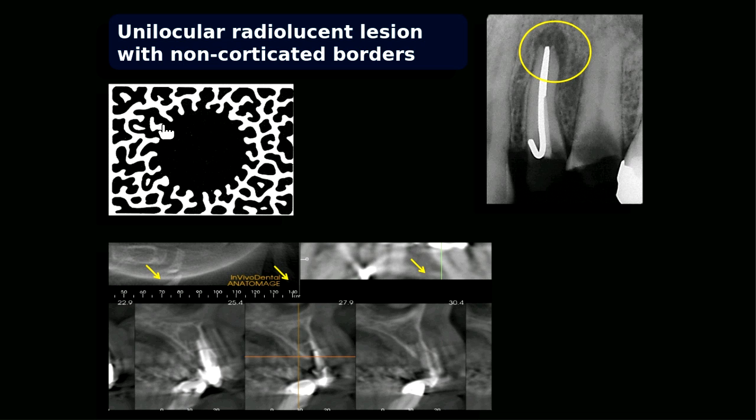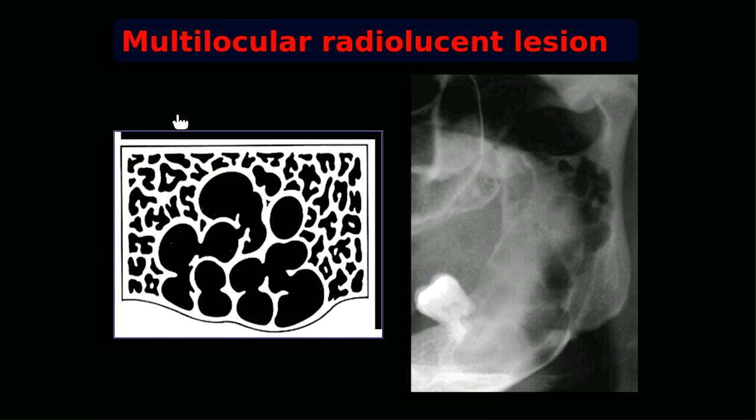Another example is the unilocular radiolucent lesion with a non-corticated lesion. That means the cortex is missing. You can see this non-corticated area. There's no circular border here. Everything looks non-corticated. In this case, mostly you can think of inflammation, or if they've done a root canal and it is healing, you can see this area. The periapical scar tissue looks like this.